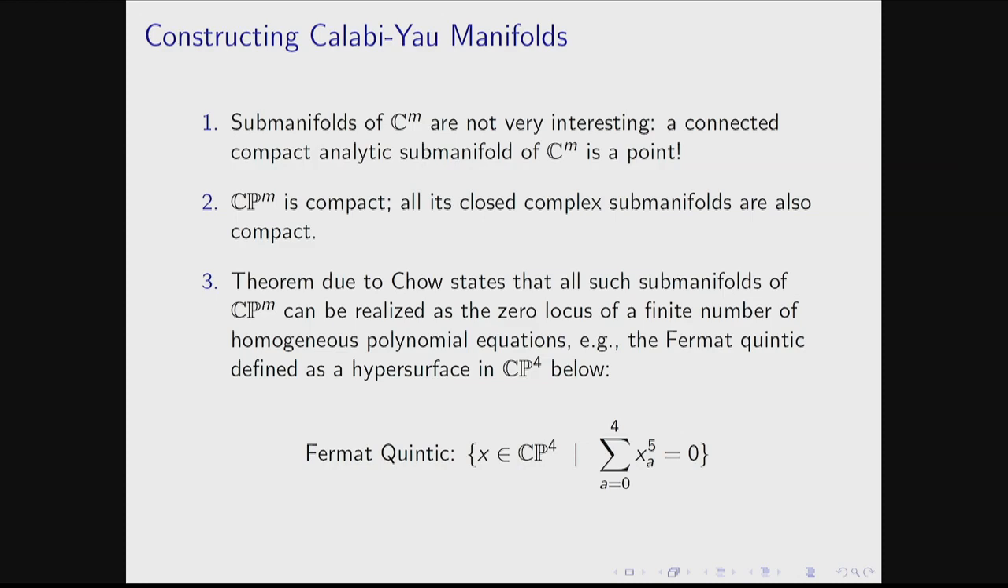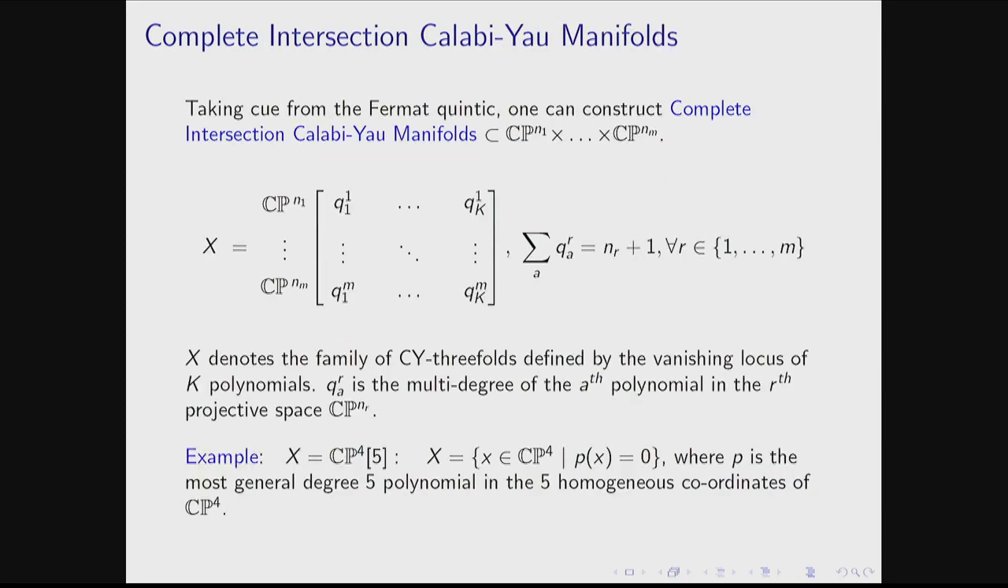The theorem states that all such submanifolds can be realized as the zero locus of a finite number of homogeneous polynomials. And all of us have probably seen examples of this nature. The Fermat quintic is probably the most famous example, where you take coordinates in CP4 and a degree 5 polynomial, and the zero locus defines the manifold. Right.